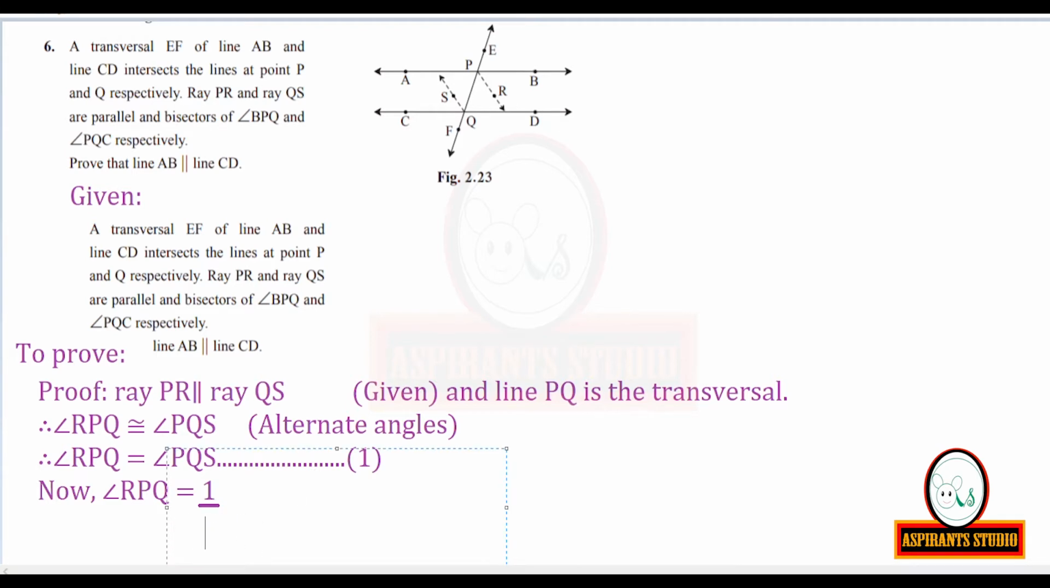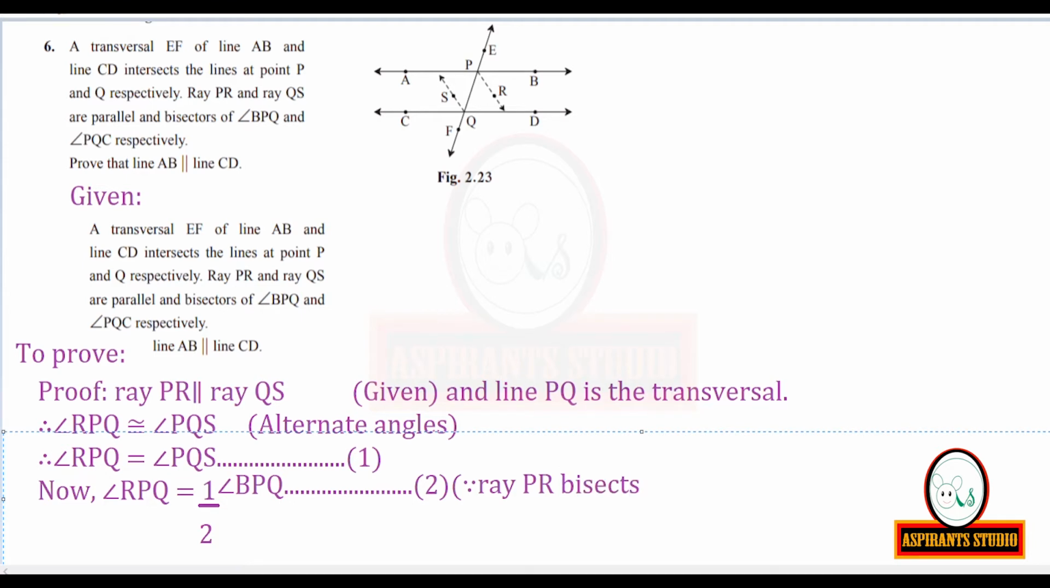Angle RPQ is half of which angle? Half of angle BPQ. Look at the figure. Because ray PR is the bisector of angle BPQ. Angle bisectors divide the angle into two equal parts. So measure of angle RPQ is half of measure of angle BPQ. Take it to be the second equation. You have to write the reason there. Ray PR is the angle bisector of angle BPQ.